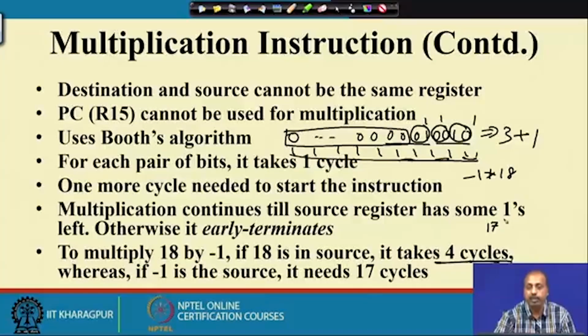So, here the compiler has a role to play. Whenever it finds that it is multiplying by some constant, it can check how many cycles will be needed if that constant is taken as the first operand. If that is profitable, it will put that constant as the first operand; otherwise it will put the variable as the first operand. Or if it is multiplying 2 constants, it can put one of them as the first operand, whichever requires fewer cycles.